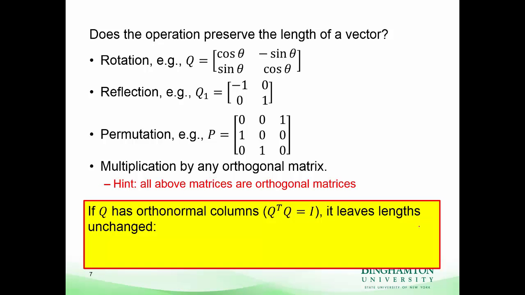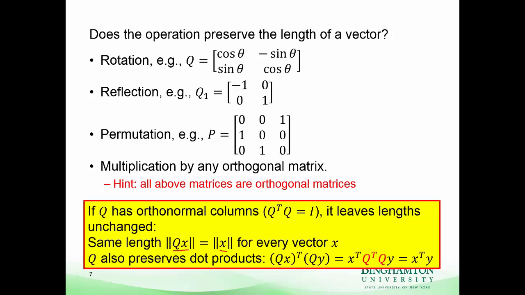So if Q has orthonormal columns, it leaves the lengths unchanged. The norm after application of Q is the same as the norm before. And this is also important: it preserves dot products. If I take x and y and look at their inner product, and then I look at Qx and Qy, so I transform each of them by multiplying by the same Q matrix, it has to be the same Q matrix, and then take the inner product between the two transformed vectors, it will be equal to the original inner product.